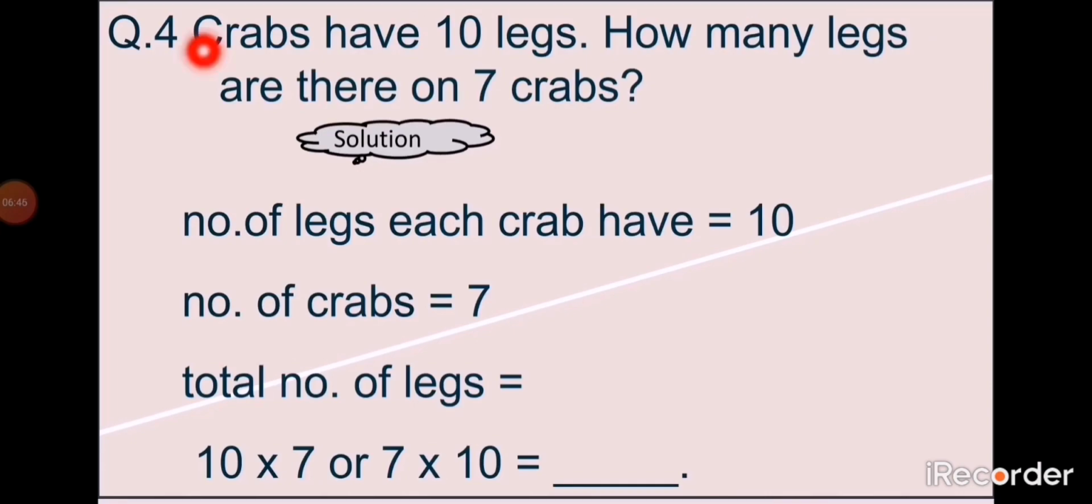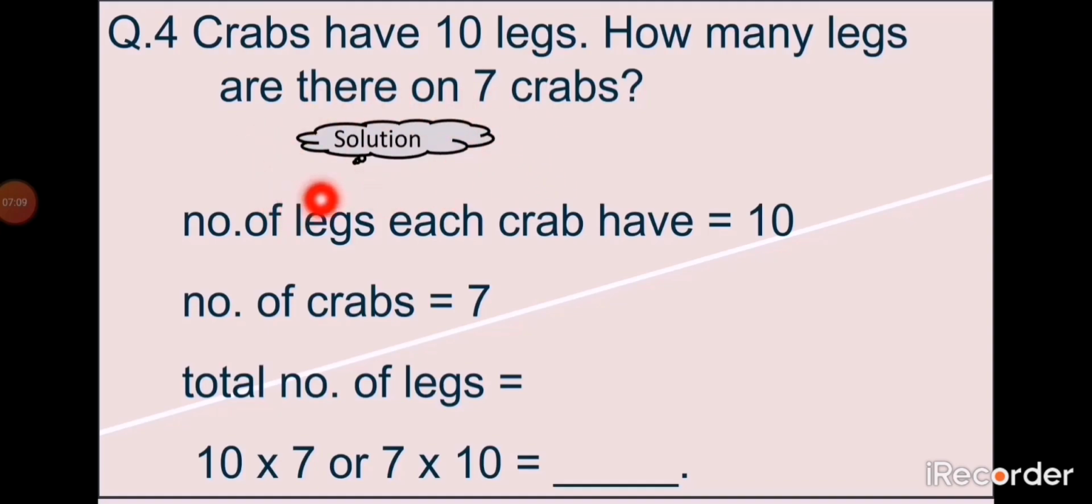Now, question number 4. Crabs have 10 legs. How many legs are there on 7 crabs? Now, each crab has 10 legs. So, how many legs are there on 7 crabs? So, we have to find out the total number of legs 7 crabs have. Again, we have to count in tens. It means it's a repeated addition question. So, we will use the multiplication method here.